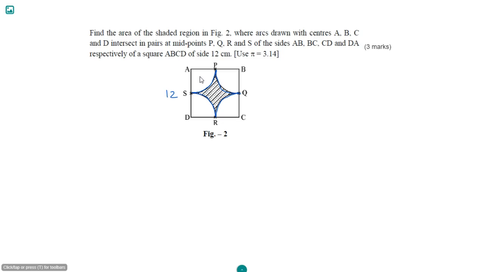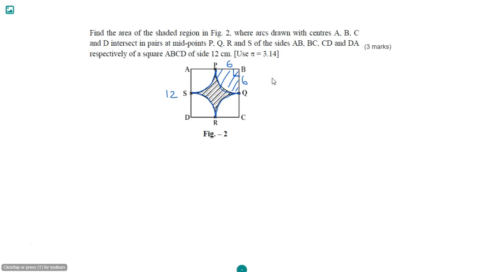And from the figure it's very clear that all of these arcs have the same radius, and the radius is equal to half of the side of a square. So in this case the radius of each of these arcs is 6 centimeters. And if you look at this area here, you can see that it's a quadrant of a circle because this angle is 90 degrees. So that's 1/4 of a circle of radius 6 centimeters.